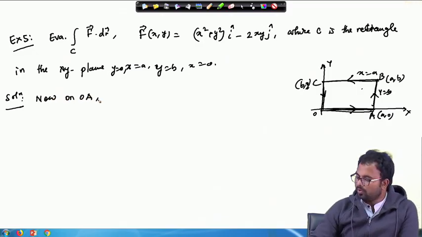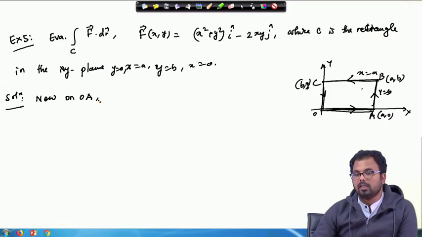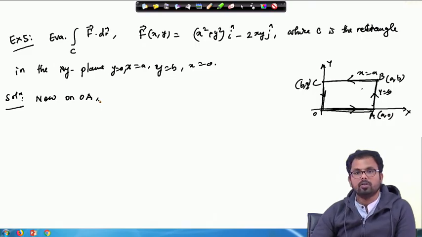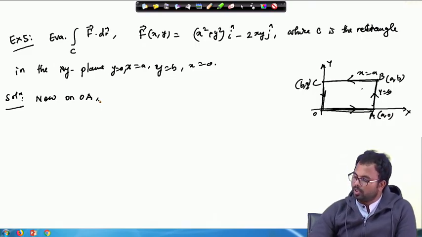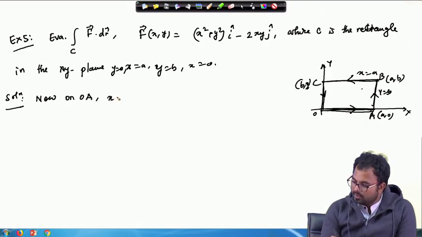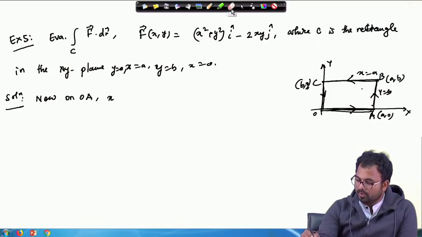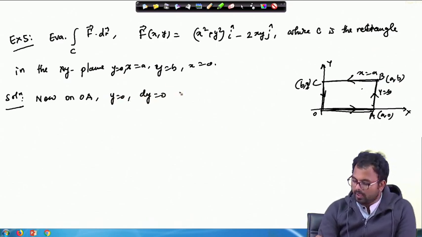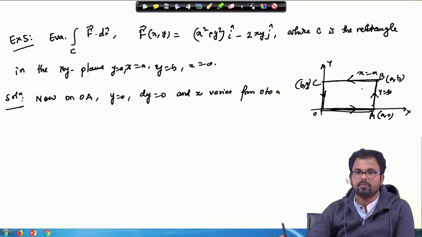So, on OA, x is varying, but y is 0, because the equation of the line OA, the x axis, is y equals 0. So, on OA our y is 0 and therefore, dy is 0, and x varies from 0 to a. So, 0 to a, that is how x is varying.